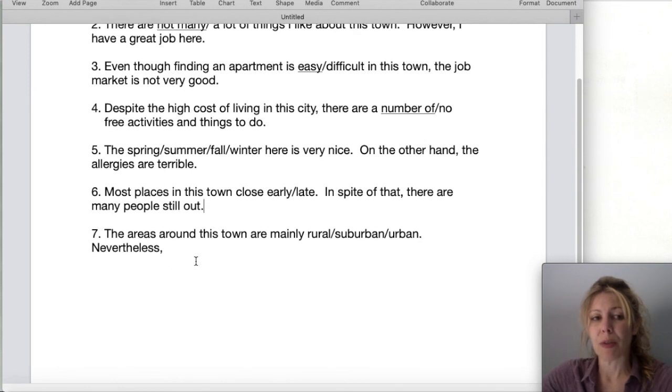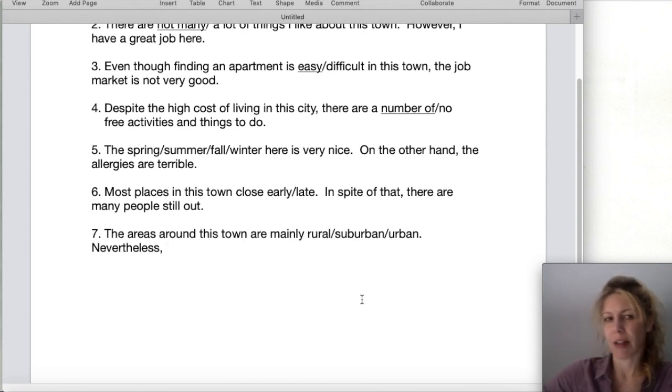Okay, let's look at the last one, number 7. The areas around this town are mainly rural, suburban, urban. And then we have nevertheless. So for this one, let's see if you said rural. Okay, and what is rural? Rural is very, we say, out in the country. Opposite of the city. It's like farms, a lot of farmland. Okay, fields.